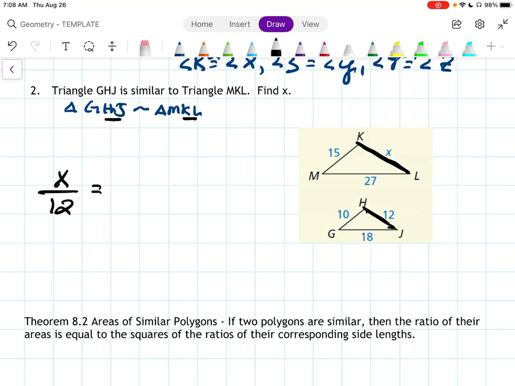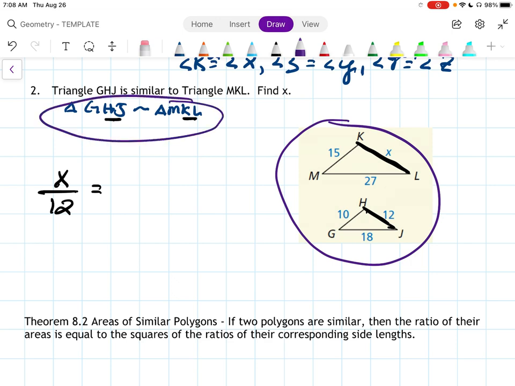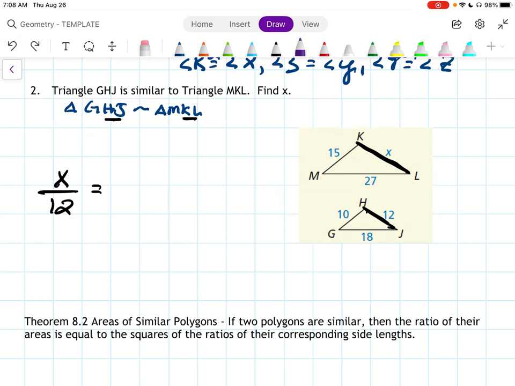Right? Sometimes the pictures are nicely oriented to where we can tell obviously. If we're looking at these pictures, I could have probably told you that X and the 12 go together. But we always want to look at this similarity statement because sometimes the problems will flip the triangle over or something like that, and it's not so obvious. So always try to look at that similarity statement.